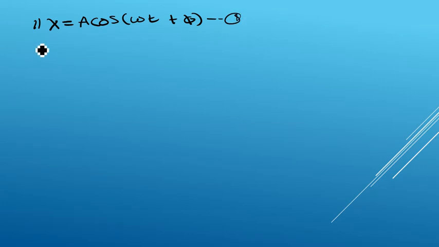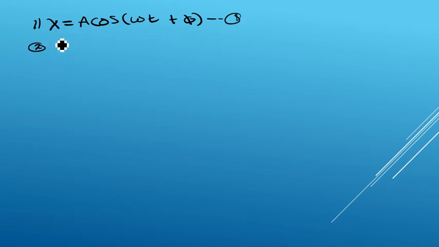The first formula that you have to know is displacement is equal to A cosine(ωt plus phase). Make sure you know that formula. We can label this as formula 1.